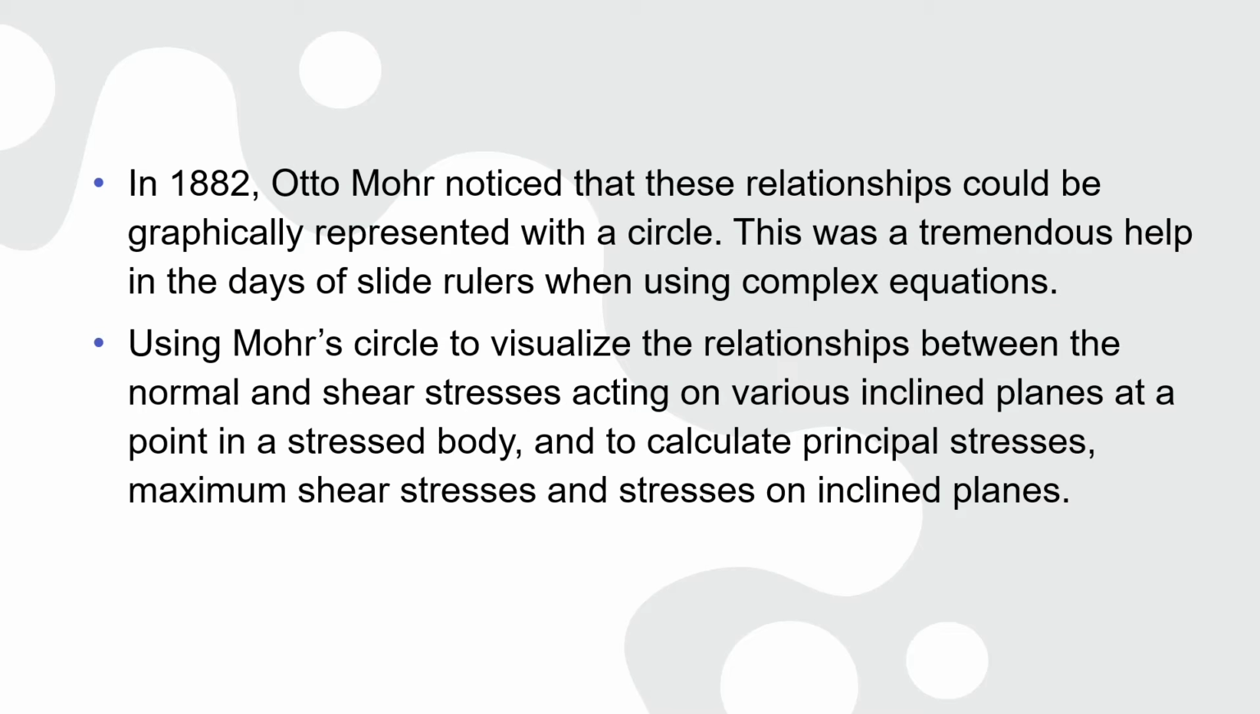So in 1882, a scientist named Otto Mohr noticed that this relationship could be graphically represented with a circle. This graphical representation is extremely useful because it enables you to visualize the relationship between the normal and shear stress acting on various inclined planes at a point in a stressed body. Mohr circle can also be used to calculate the principal stress, maximum shear stress, and stress on inclined planes.